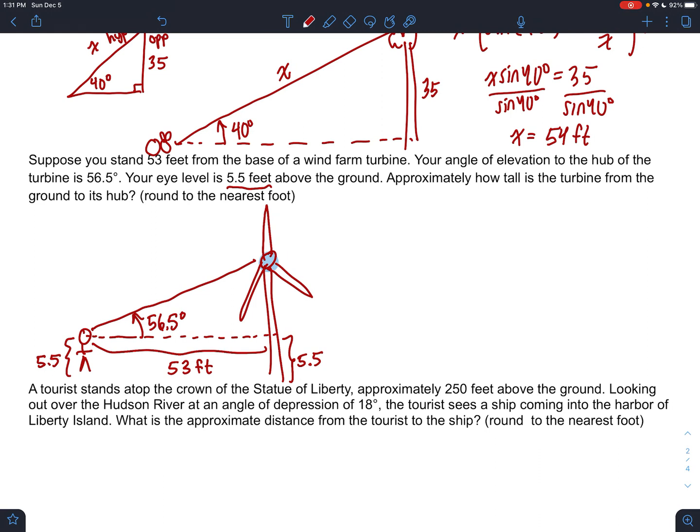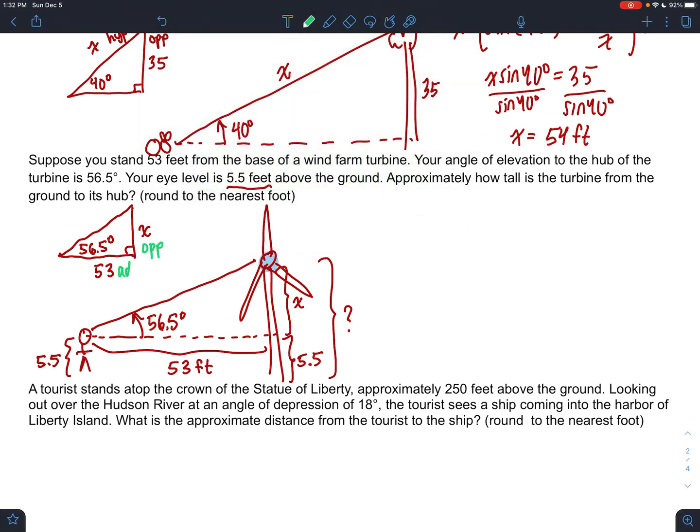So the last part of this, I think, would be labeling what we want to find. And we want to know how tall the turbine is from the ground to the hub. So this is the question mark. But I'm going to have to solve a part of this right triangle to figure that out. So I want to call this part x. So before I use sine, cosine, tangent, I'm going to redraw the picture with just the numbers that I care about currently, which is just that right triangle. And I want to solve for x, because if I have x, I have the answer, because I just have to add 5.5 to it.